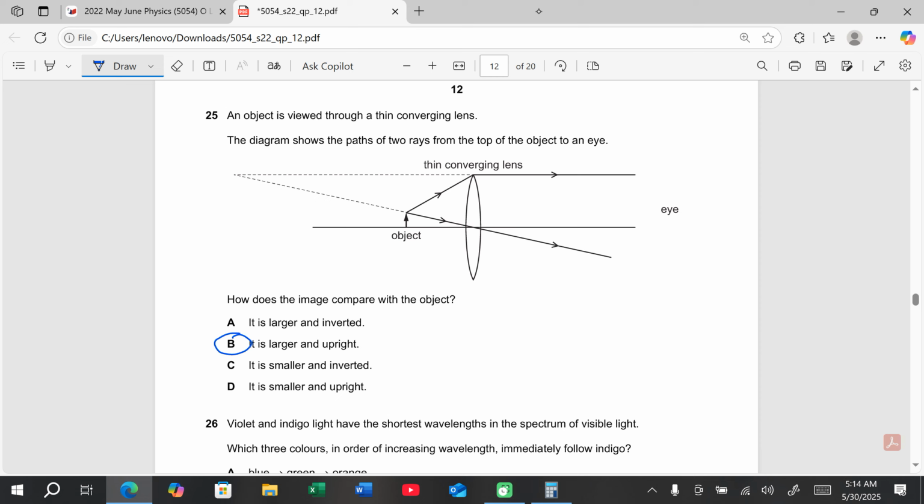If the image is being formed on the other side of the mirror, like here, it will always be inverted, it will always be real. So it can be diminished, it can be magnified. But on this side, when the image is being formed, it will be magnified, it will be virtual, and it will be upright.